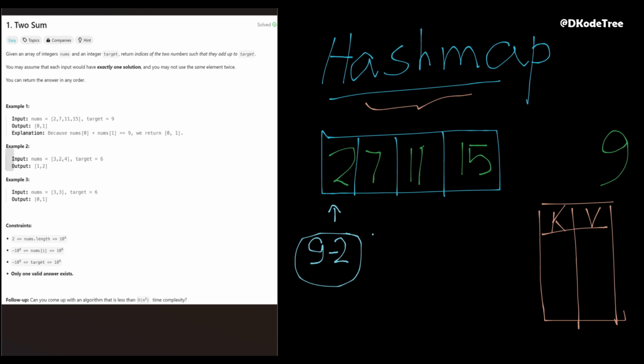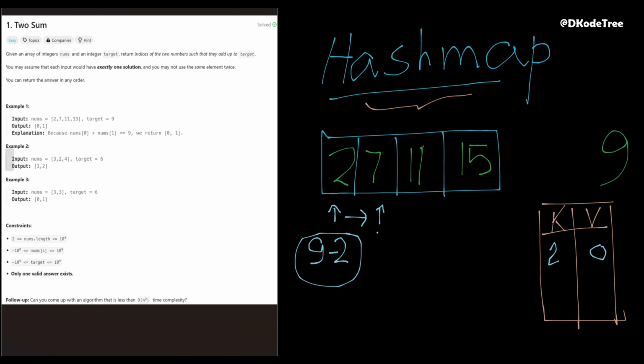But if we add all the elements initially to the hash map, then this may need some more bookkeeping. So a better approach will be to build the hash map while scanning through the list in a single pass. So what we will do is, first time when we reach 2, we will see that 9 minus 2, that is 7, is not present in the hash map. So it will just move to the next iteration, and before moving, we will store the current element 2 as key in the hash map and its index 0 as value.